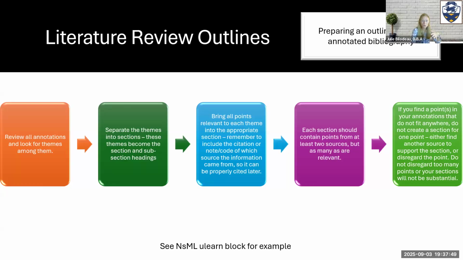So you're going to bring all points relevant to each theme into the appropriate section. So once you've coded and you've got all your points in the articles that go to this theme, you're going to bring them all under that section. It is not the case that each article has to show up in each section. However, at least 2 articles should show up per section, at least 2. Again, if you find a point that's so interesting and you want to include it, but it was only in one of your articles, then it's okay.